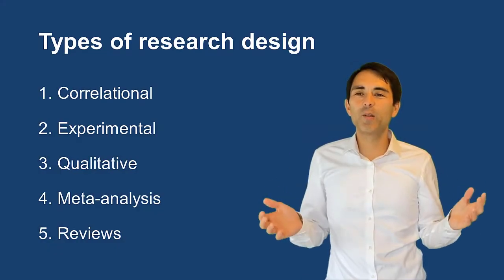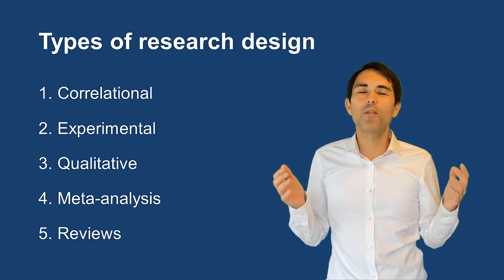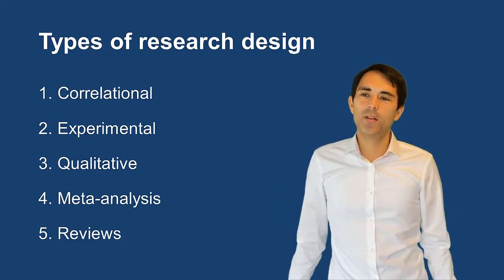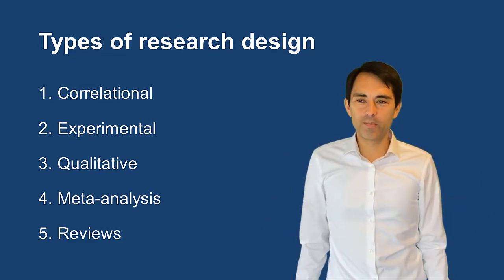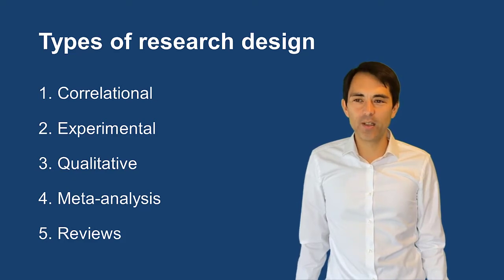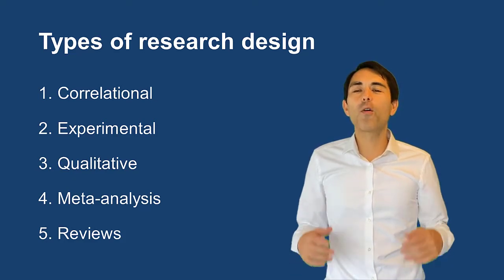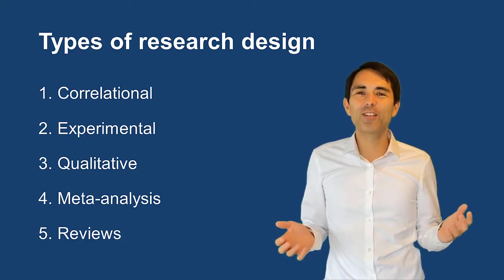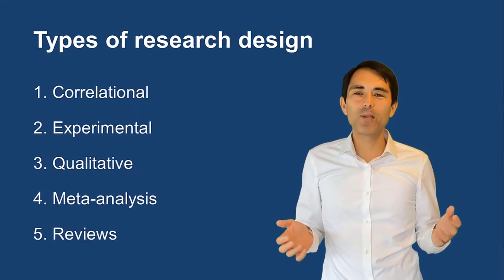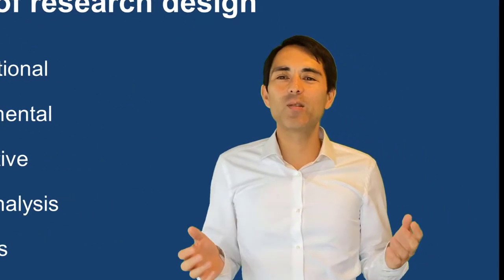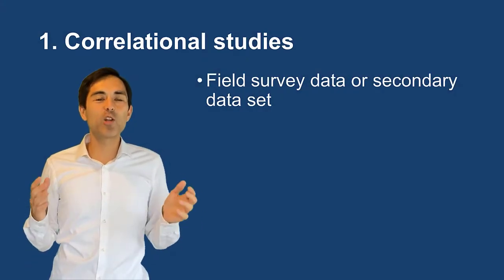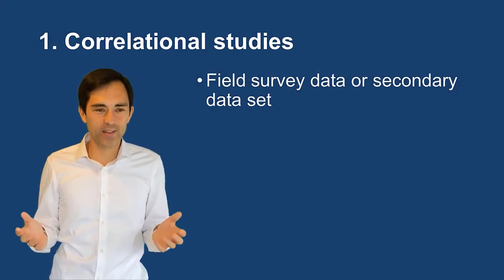Basically, we can distinguish research designs into 5 different types. First, correlational. Second, experimental. Third, qualitative. Fourth, meta-analysis. And fifth, reviews. I will explain in detail what each of these research designs entails. Let us begin by talking about correlational studies.